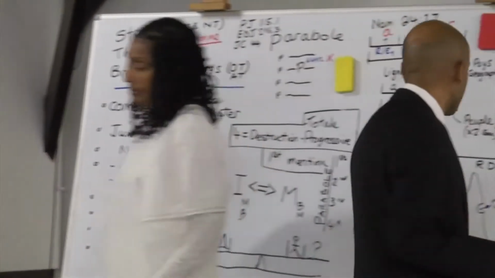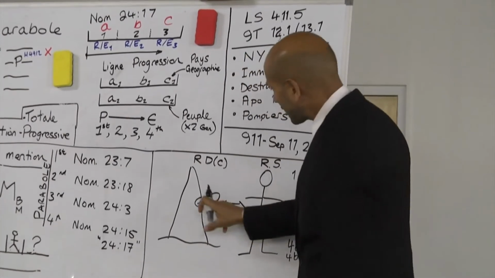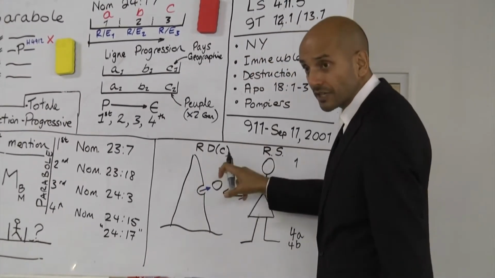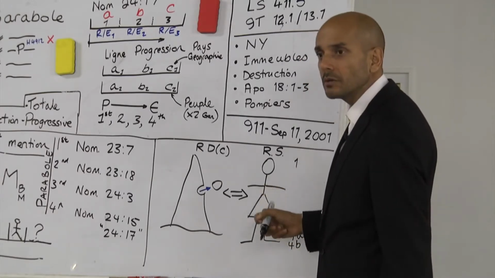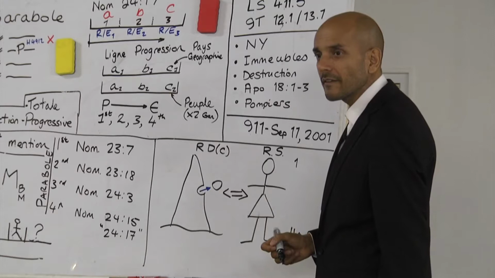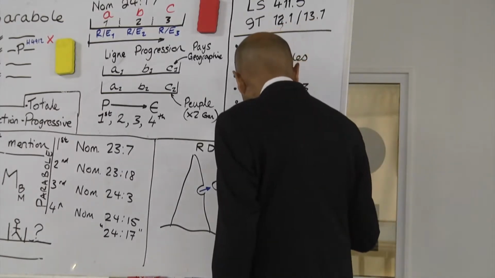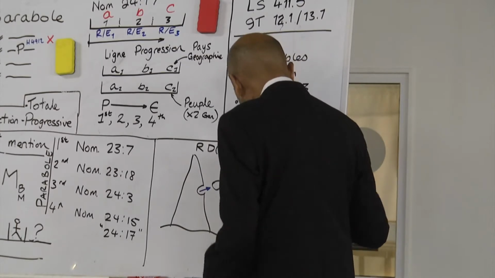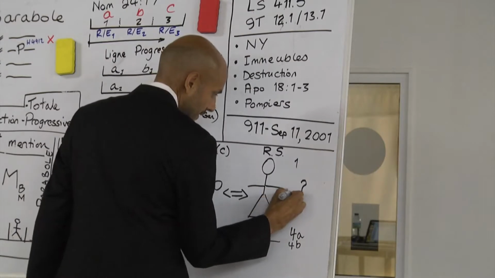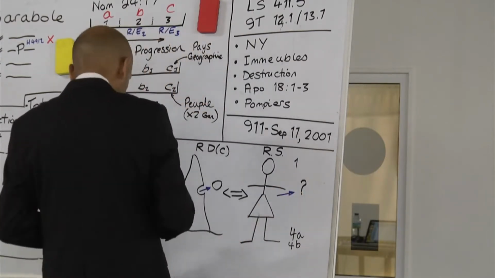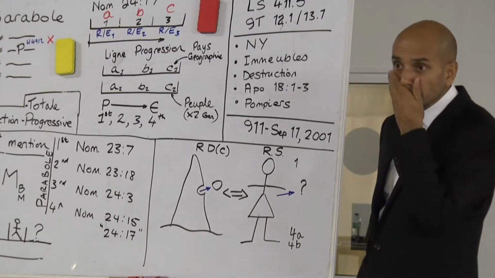So I'm saying, if something comes out of the mountain, what needs to happen out of the statue? Something needs to come out. So we'll put a question mark, but what I want us to see is that something's going to come out of this statue.